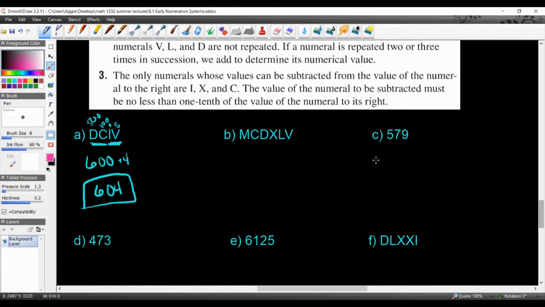So we're on letter B, and we have an interesting combination for this one. So we have an M, which is 1,000. We have a C, which is 100, D, which is 500, X, which is a 10, L, which is a 50, and this one is a 5. So already just looking at it, you can see it's a weird combination, okay? So we're going to have to do some pairing off here of some sort.